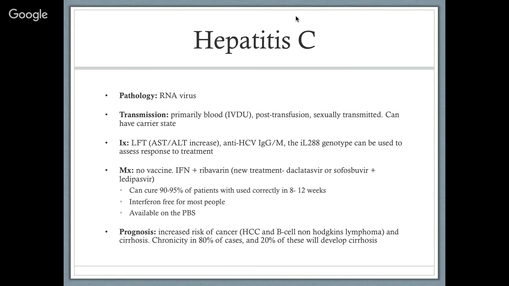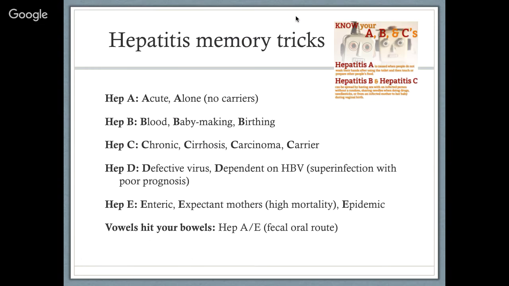Just some memory tricks for hepatitis. A for acute and alone, so there's no carriers. B for blood, baby making and birthing. C for chronic, cirrhosis, carcinoma, carrier. D is defective virus dependent on HBV, so it's a superinfection with a poor prognosis. Hep E is expectant mothers and epidemic, and the vowels hit your bowels. So hepatitis A and E are going to be the ones that are fecal oral.